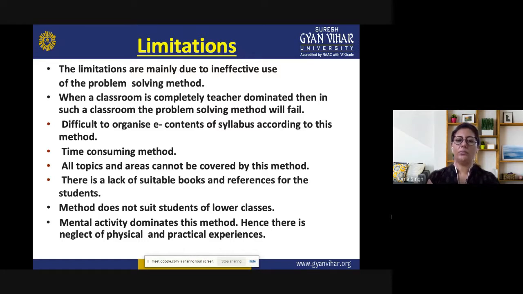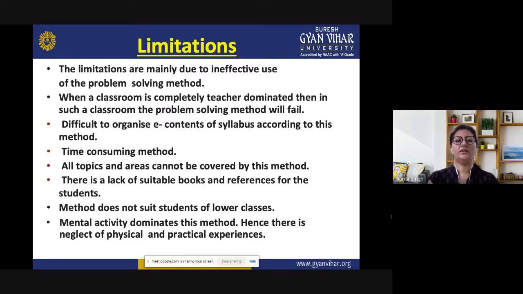There is a lack of suitable books and references for the students. Yes, because the students do not know how to utilize the library or how to find the correct website on the internet. So there may be a lack of these resources. The method does not suit students of lower classes. Yes, the primary classes or the upper primary may not be able to utilize this method. This is only useful for higher classes. Mental activity dominates this method, hence there is neglect of physical and practical experiences. Yes, this is only based on the cognitive aspect. So the aspects of physical and practical experiences are totally neglected.